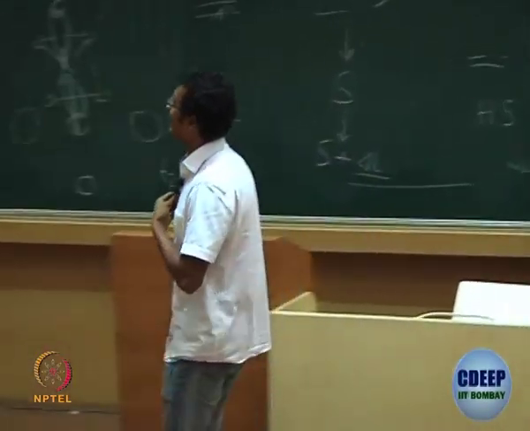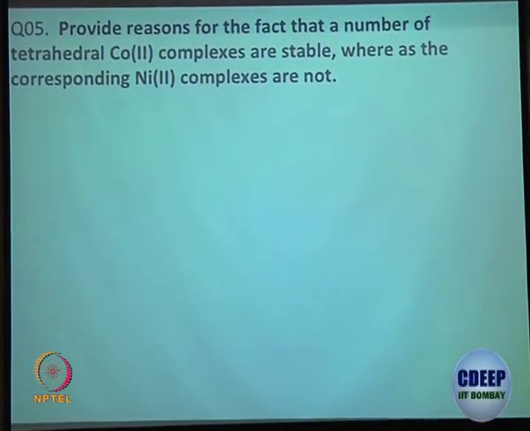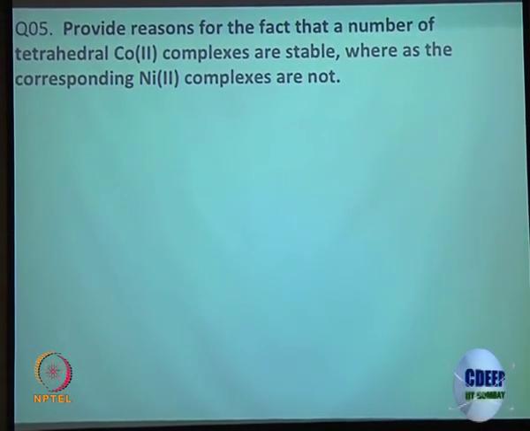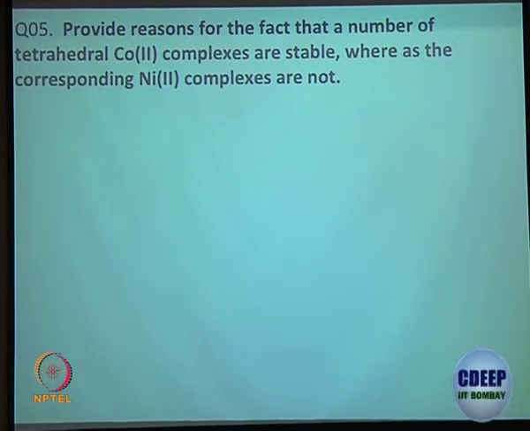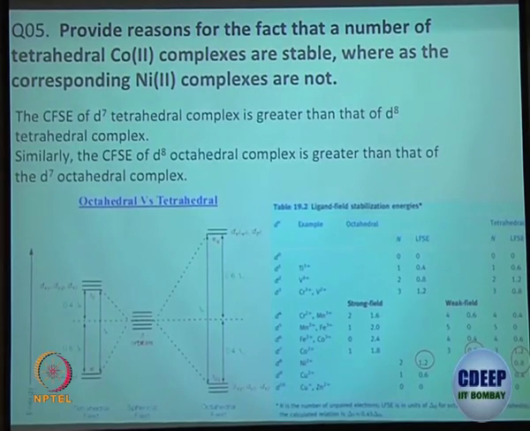Now provide reasons for the fact that a number of tetrahedral cobalt 2+ complexes are stable, whereas the corresponding nickel 2+ complexes are not. Anyone? Nickel 2+ is what? D8. D8 tetrahedral, or square planar, or tetrahedral versus octahedral, even if you are considering, and cobalt 2+ tetrahedral and octahedral you are considering, what you see, that is what you have to see. So D7 tetrahedral CFSE and D7 octahedral CFSE.